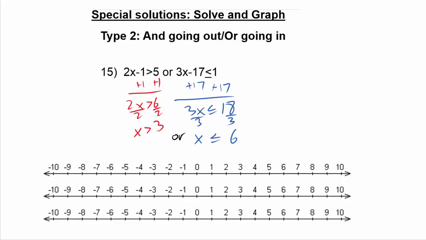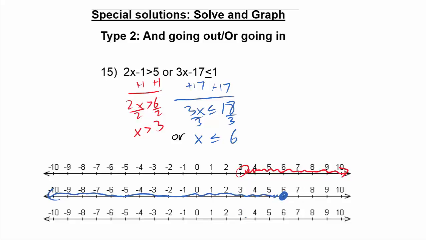Now, going ahead and graphing, we'll graph the red one first. Greater than 3 will be an open circle out to the right. And x is less than or equal to 6 will be a closed circle over to the left. And again, you can see that this is an or problem, but it's going inwards.